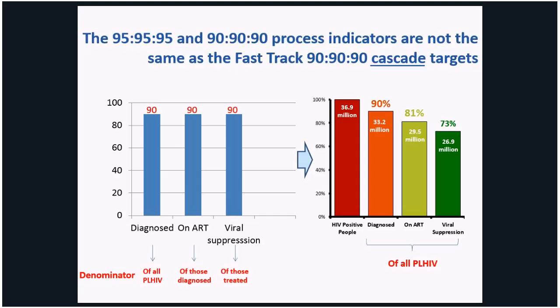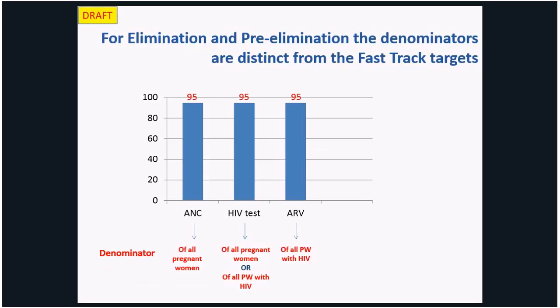So the next slide shows you what it would look like if you assumed that the denominator was the same for all three targets, and that was of all people living with HIV. And what you see is that the targets are actually cascade targets, so that the first one is 90% of all people living with HIV diagnosed. The second one becomes 81% of all people living with HIV on ART, and the third becomes 73% of all people living with HIV who should be virologically suppressed. Next slide. So by contrast, the elimination and pre-elimination criteria that I've outlined are distinct from the fast-track targets because they have different denominators. Next slide.